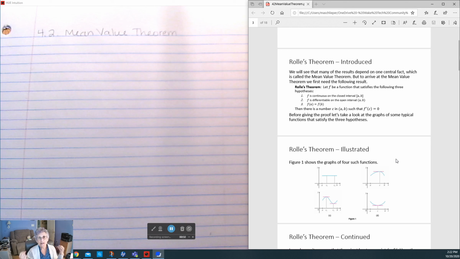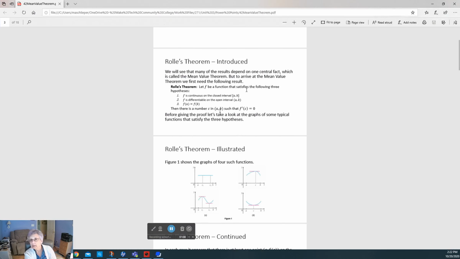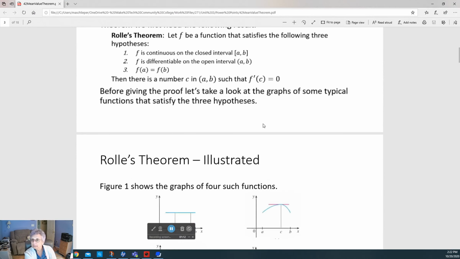So what that says in plain English is if you have a function that starts and ends at the same place, it has to change direction somewhere along the way. If it's increasing, it has to start decreasing at least once. And here's some pictures to show that. Let's make them bigger so you can actually see them.